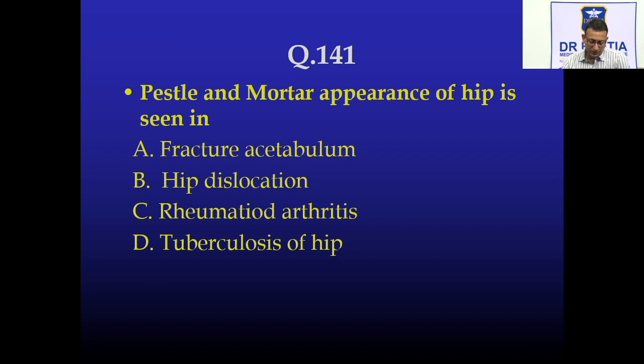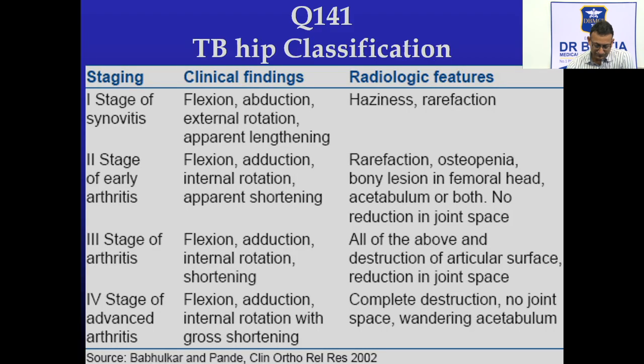Pestle and mortar appearance of hip is seen in. Pestle and mortar appearance is also known as wandering acetabulum, which is commonly seen in tuberculosis of the hip joint. Okay. Let us have a look at the next slide. If you see, tuberculosis of the hip can be divided into 4 different stages. Stage 1 is stage of synovitis, when we will have flexion, abduction and external rotation deformity of the limb. Okay. And if you see on x-rays, you will see haziness and rarefaction.